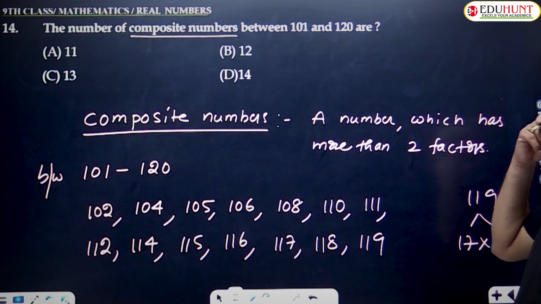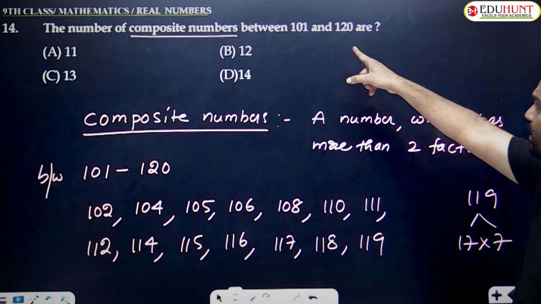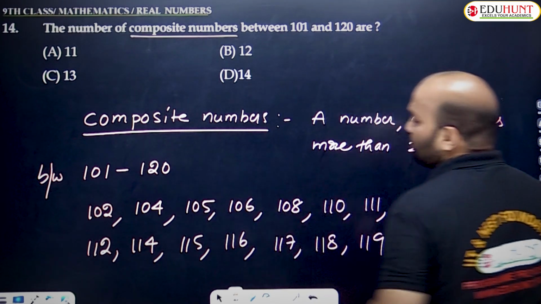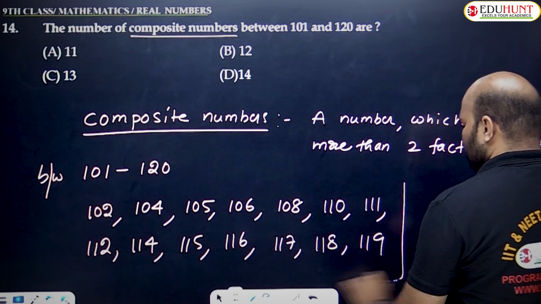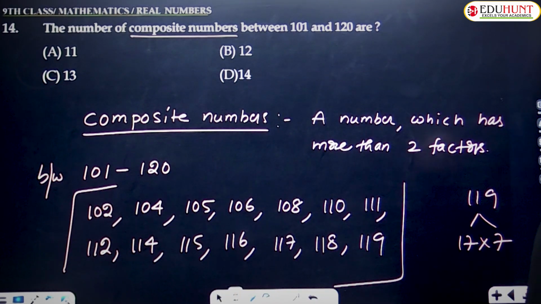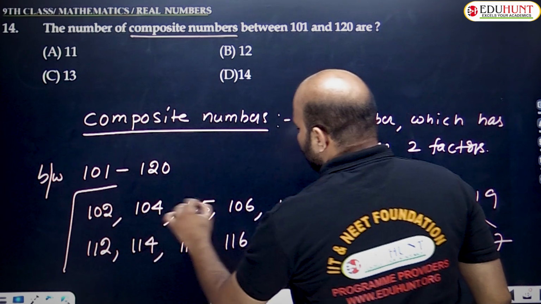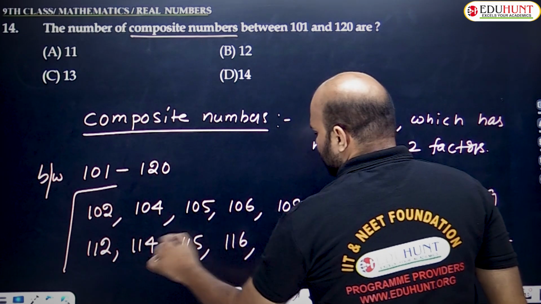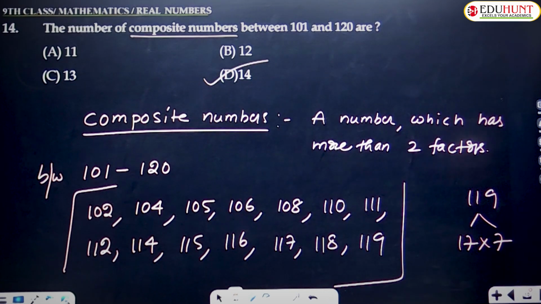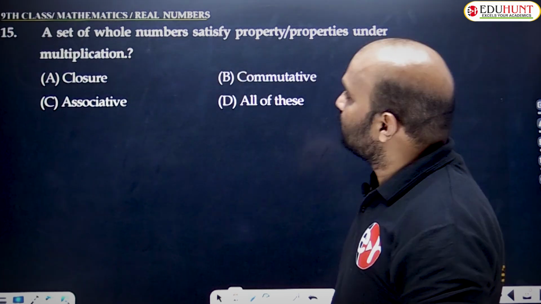So between 101 to 120, don't take 120, because the interval between 101 to 120 means 120 is not calculated in that counting. So how many composite numbers appear between 101 to 120? 1, 2, 3, 4, 5, 6, 7, 8, 9, 10, 11, 12, 13, 14. Option D is the right answer. Am I clear? So let us continue.